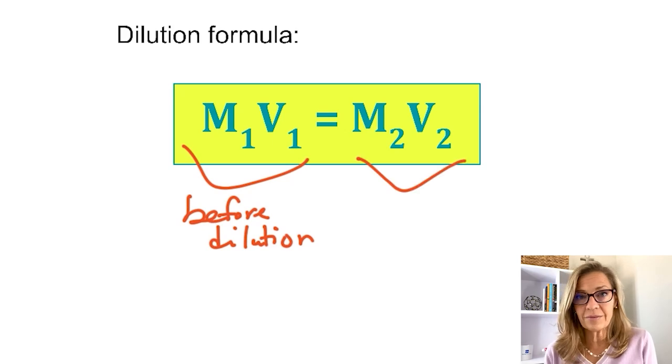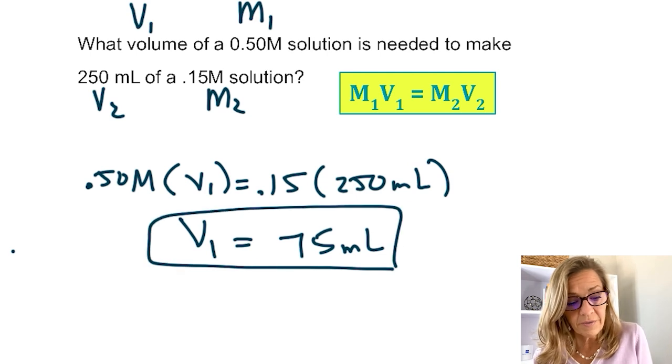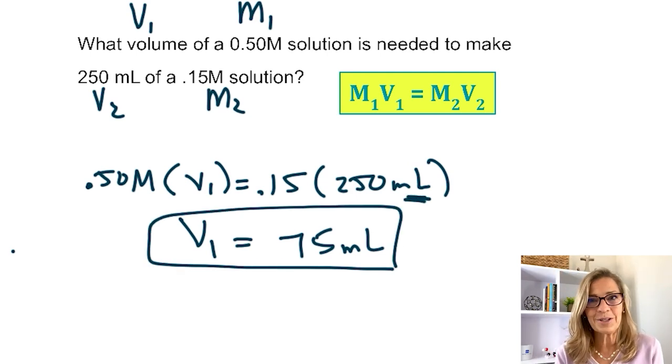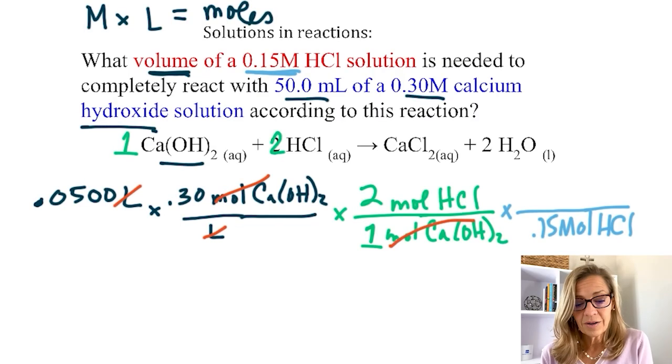On the other side, situation 2 is after dilution, because my units, of course, are going to be whatever volume units I put into that equation. So watch how I write this. Per 1 liter of solution.